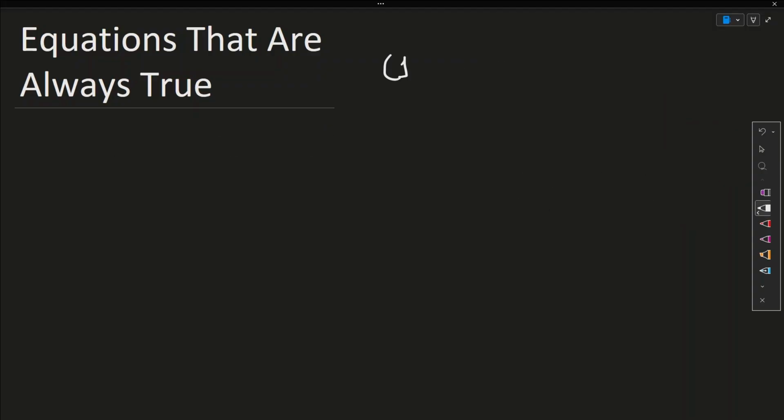Now, consider (100 minus 1) times 23 is equal to 100 times 23 minus 1 times 23. This is also an example of the distributive property. The left side says take 100 minus 1, then multiply by 23. The right side says multiply 100 by 23, then subtract one group of 23. Both sides represent the same quantity.